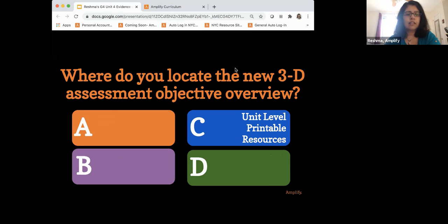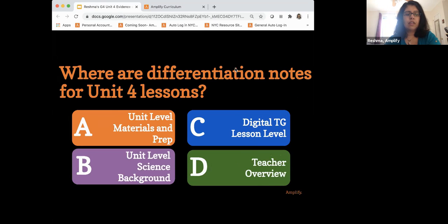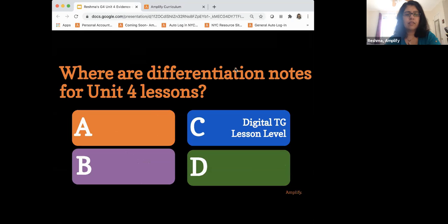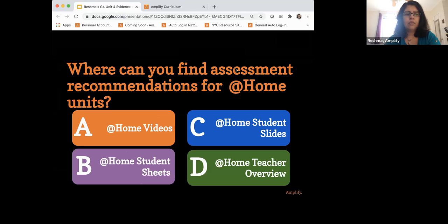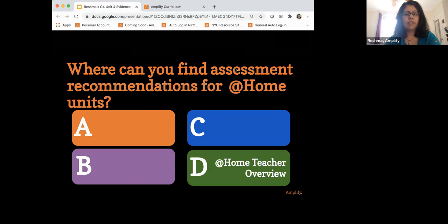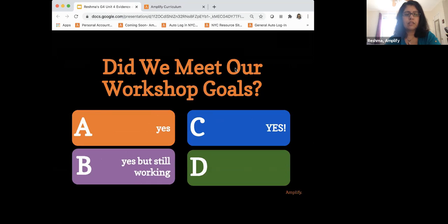Yes, that is correct. C, unit level printable resources. Where can you find the differentiation notes for Unit 4? Yes, that's correct. The digital teacher's guide at the lesson level. And finally, where can you find assessment recommendations for at-home units? Yes, that's correct. Remember, the teacher overview gives you various assessment considerations.